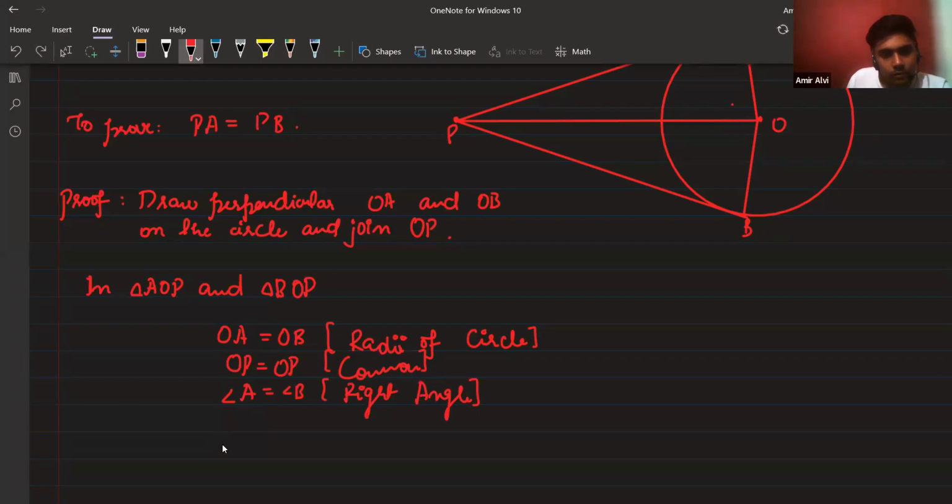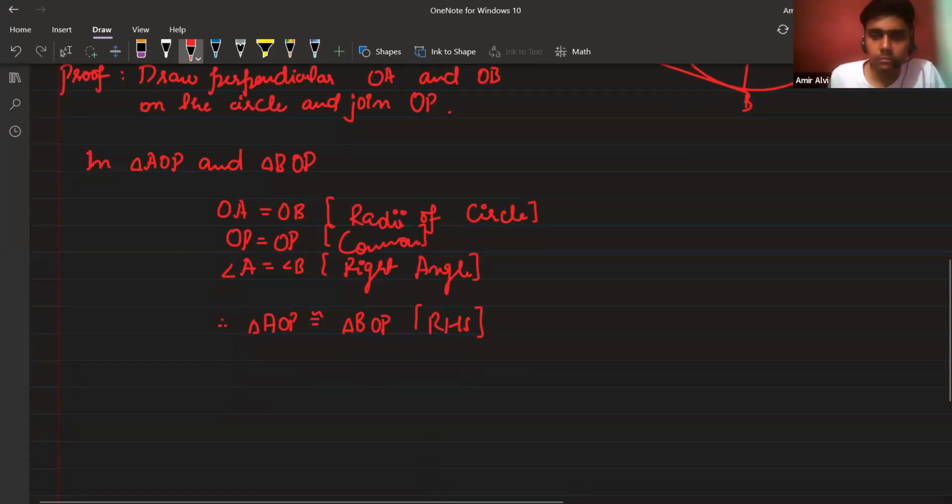So triangle AOP is congruent to triangle BOP by RHS. RHS is a kind of criteria in the congruency. Okay, clear everybody? At least somebody says yes or no. Yes, sir. Very good. So that's why the triangles are congruent. Clear? Okay, Adil said yes.